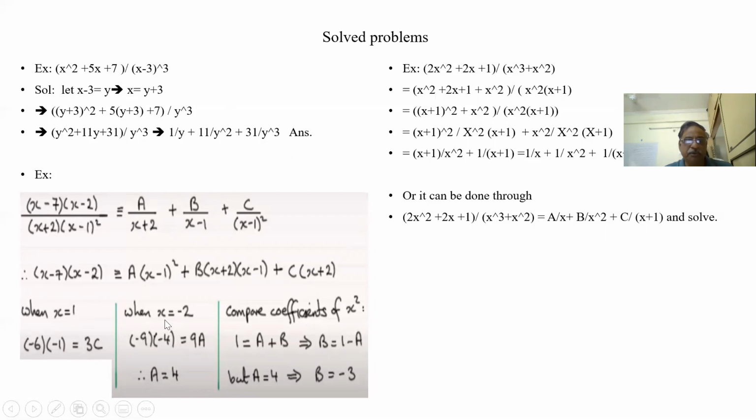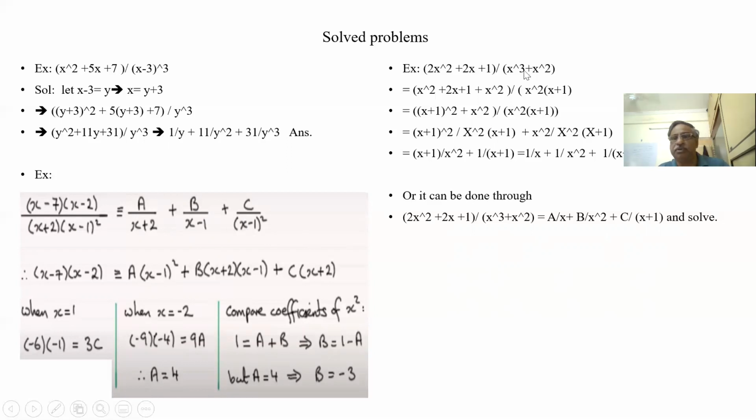C is equal to 2. When x is equal to minus 2, this becomes 0. This also is becoming 0. So I am getting a as 4. So once I get a and c, b can be calculated. B is minus 3. So here the important thing is how we are distributing A, B, C. If I don't put c by x minus 1 whole square directly, then my answer will not be correct.